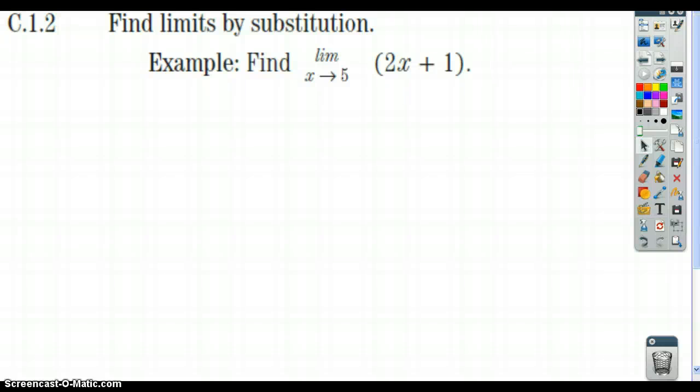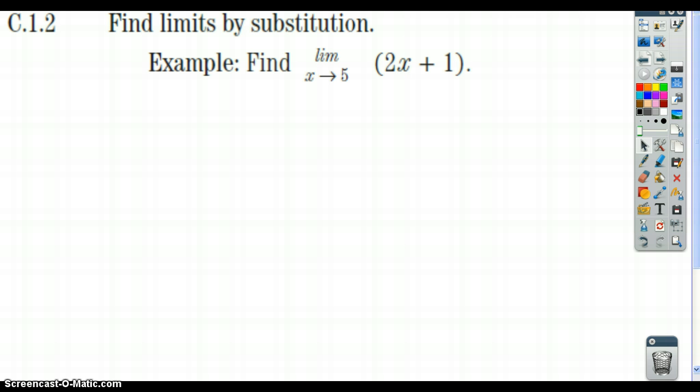Okay, the second standard that we're looking at is C.1.2, find limits by substitution. Any continuous function that doesn't have any weird breaks or asymptotes or anything like that happening in it, the limits can usually be found just by a simple substitution. So, for example, find the limit as x approaches 5 of 2x plus 1.